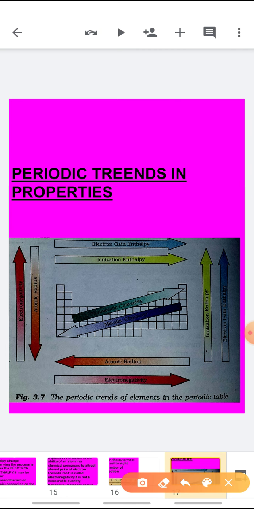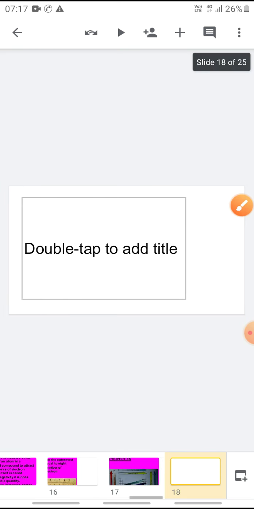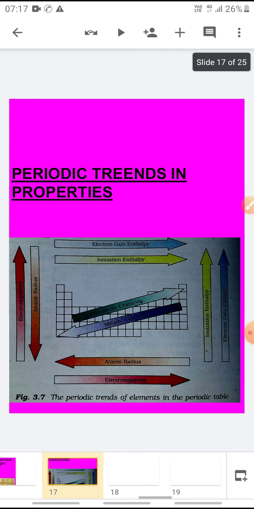The second property that we have learned was ionization enthalpy. Ionization enthalpy along a period increases, along a group it decreases. The third that we have learned is electron gain enthalpy. Electron gain enthalpy from left to right becomes more negative, and from top to bottom it becomes positive. I have already discussed electronegativity. Electronegativity from top to bottom decreases, and from left to right it increases. So these trends you have to remember, and this was the last topic of the chapter.